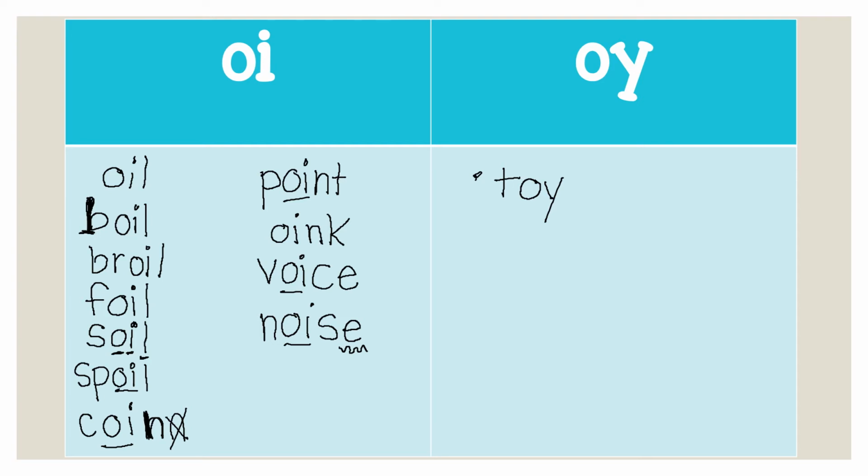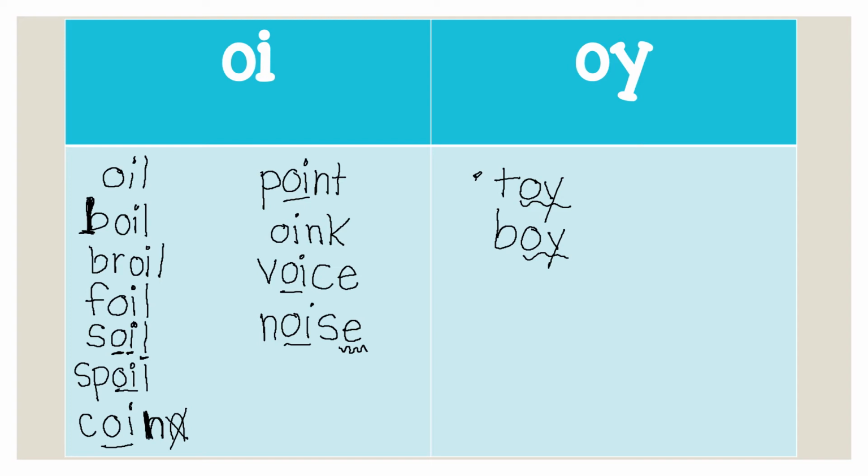A word that rhymes with toy is boy. B, b, boy. Starting with the B, start at the top. Pull down to the ground, up and around. B, boy, oi, oi, oi. So we have the O-Y, O-Y, oi.